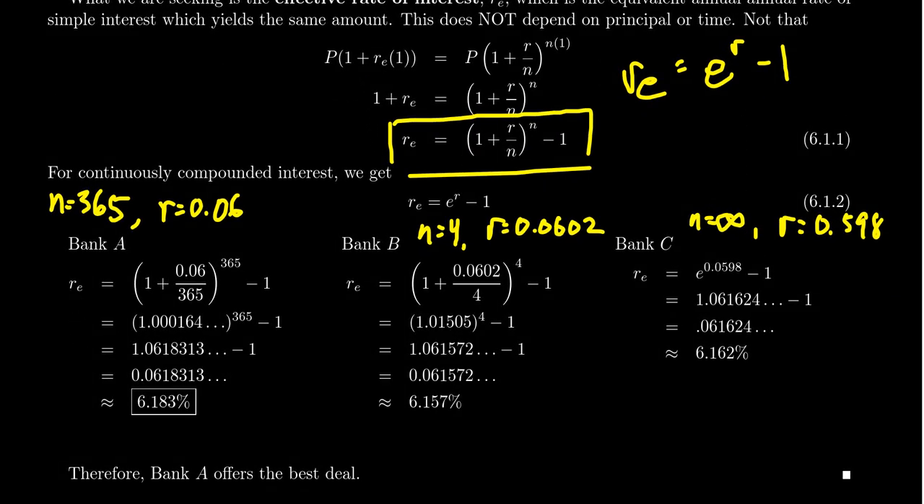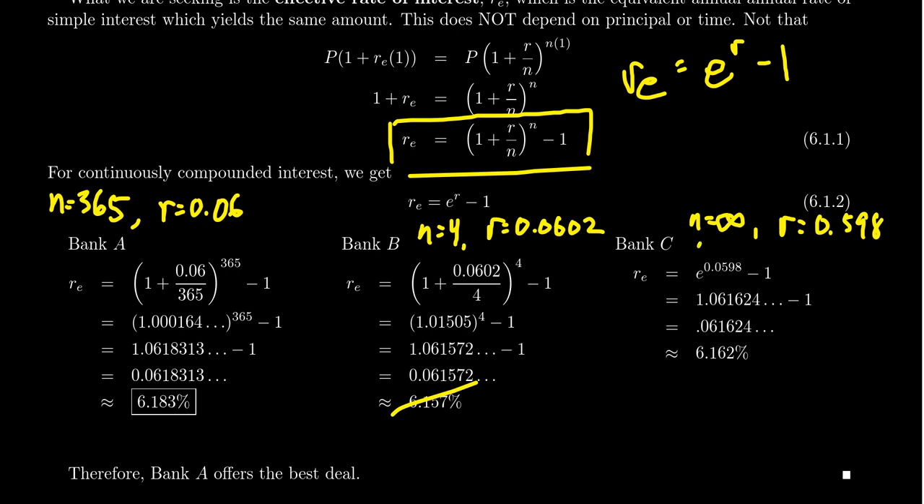So we compute this number right here. For the first one, we're going to take 1 plus 6% divided by 365, raise that to the 365, and minus 1. You crunch the numbers, use your calculator. You end up with 6.183%. That's how good Bank A is going to be. So then you look at Bank B. Remember, Bank A was daily with a 6% interest rate. Bank B was quarterly, so it had the fewest number of compounds, but it had the best interest rate, 6.02%. We're going to take 1 plus 6.02% divided by 4, raised to the fourth, subtract 1. You're going to end up with 6.157%, which you can see when you compare that with Bank A. Bank A has a higher effective rate of interest, so that's a better investment between the two.